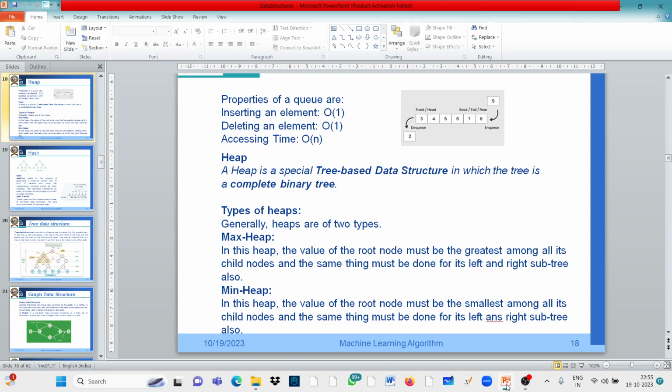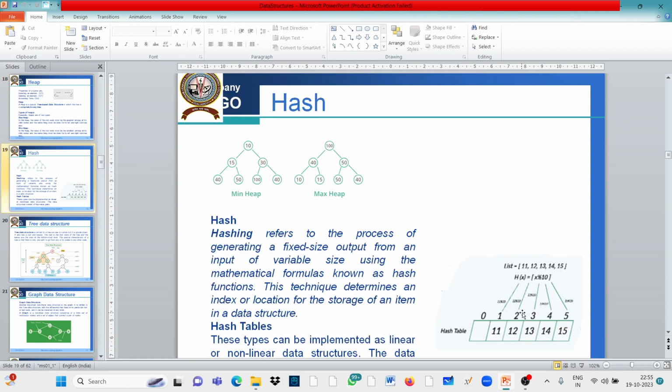Coming to the min heap, it is just the reverse. The value of the root node must be the smallest among all the child nodes, and the same is also applicable for the left and right subtrees. You can see here, this being a minimum heap, the root is the smallest. You get it now? Root is the smallest, the left subtree also has small values, and you can also see the larger values in the left node and the right subtree, right?